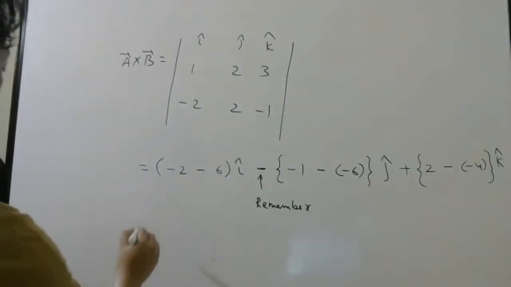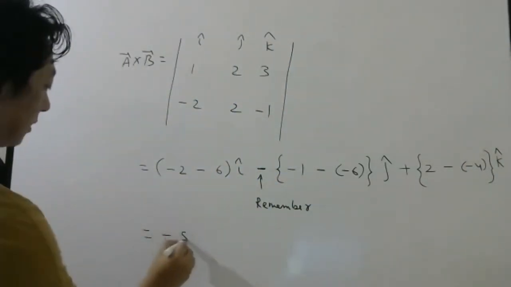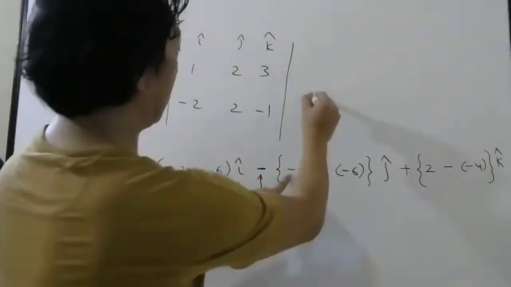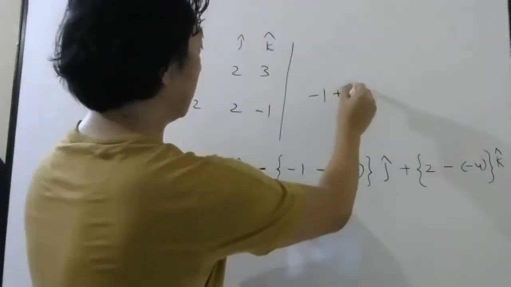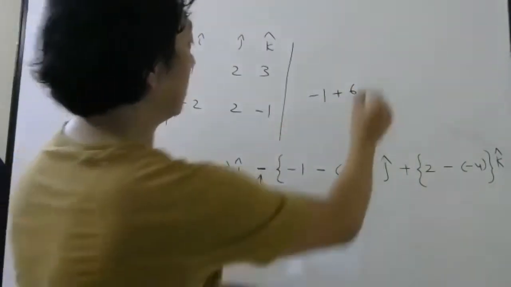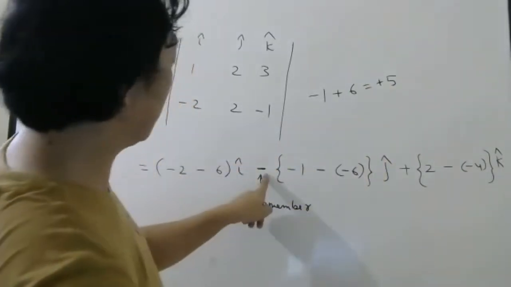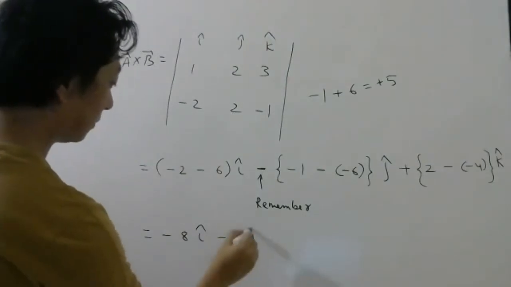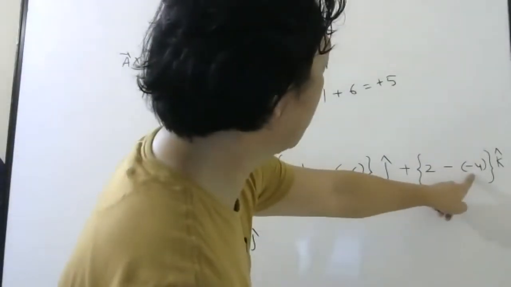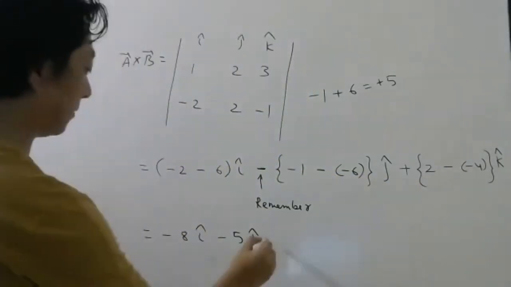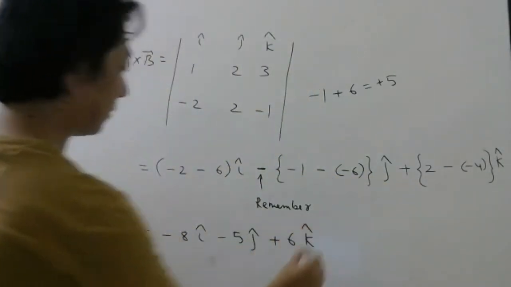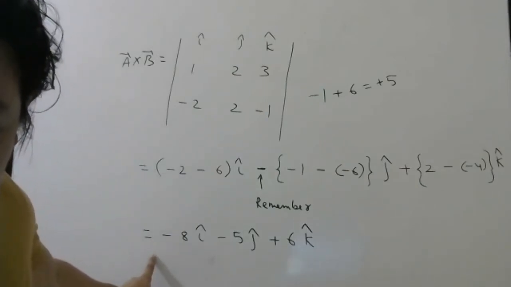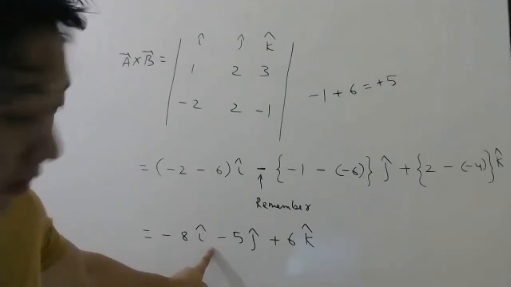So let us see what this is. Minus 2, minus 6, minus 8, i cap. Now be careful here. Too many minus signs here. This is minus 1. Minus minus is plus 6. Minus 1 plus 6 is plus 5. But there is a minus outside, so minus into plus 5 will be minus 5. And here it will be minus minus is plus 2 plus 4, 6. Let me check. Jivita has written minus 8 i cap, minus 5 j cap, plus 6 k cap.